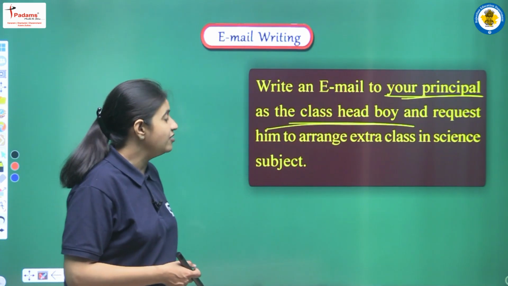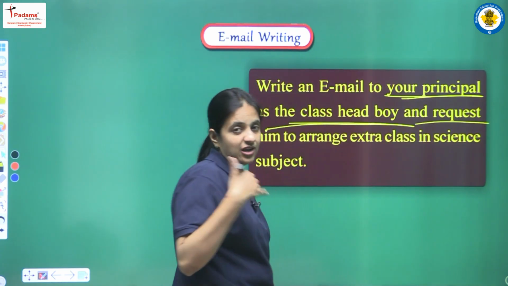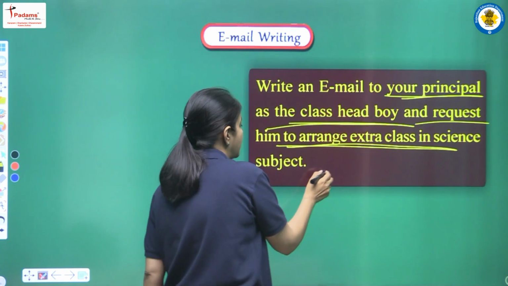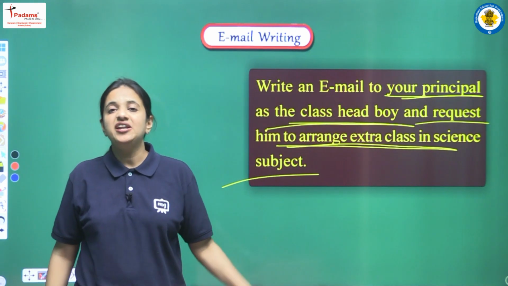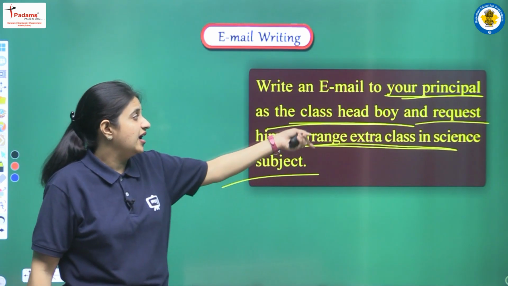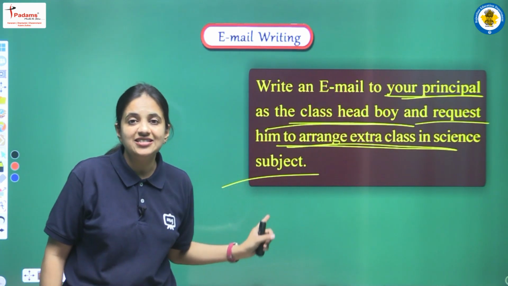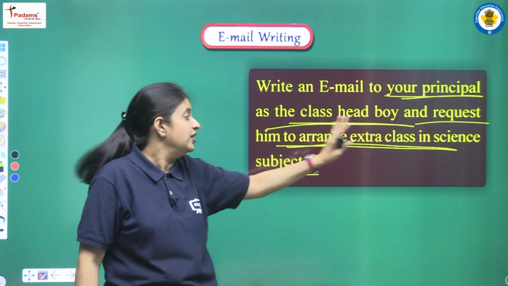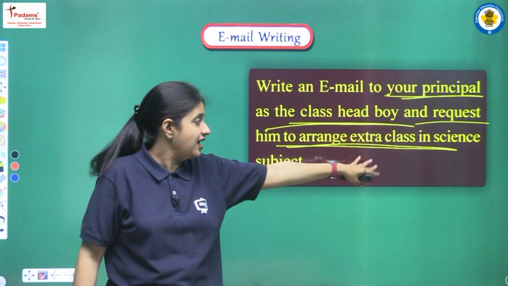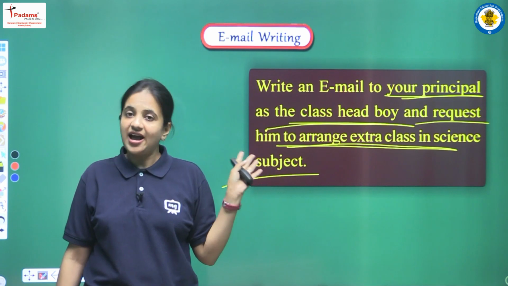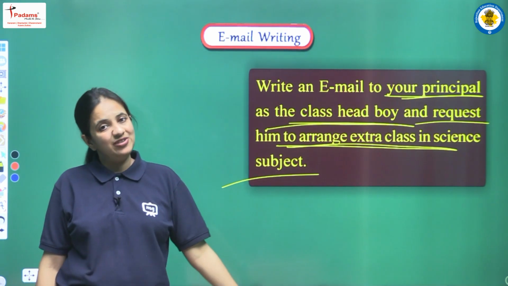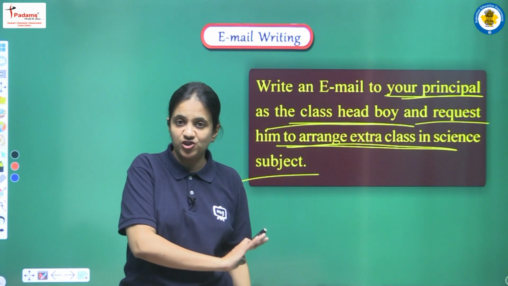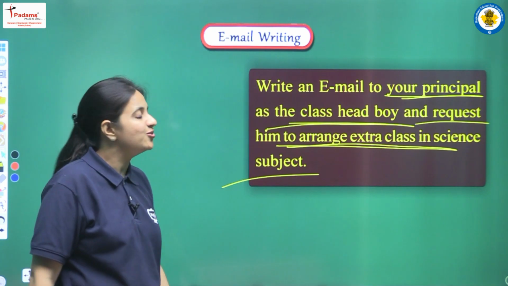In that email we have to make one request to our principal regarding extra classes in science subject. So after reading the question, it is clear that we are the class head boy. We have to address this email to our school principal, and in this email we have to request him to arrange extra classes in our science subject. I hope all the things are clear to you all. We have to use all the details given in this question, and only then will we be able to write the email.